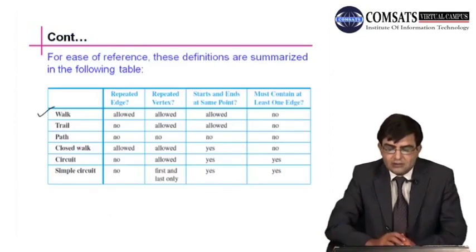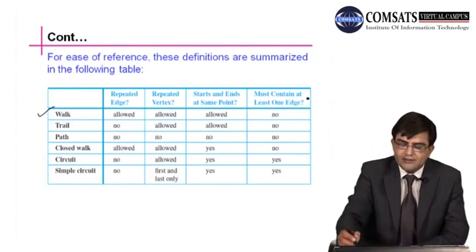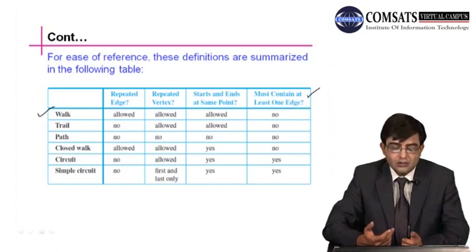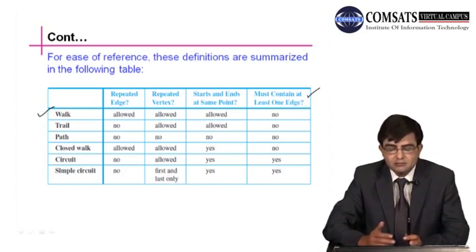So it must contain at least one edge. This condition is not necessary. It could contain only one vertex, which we call a trivial walk, as we have discussed in the definition of a walk. It's not necessary that a walk contains an edge.